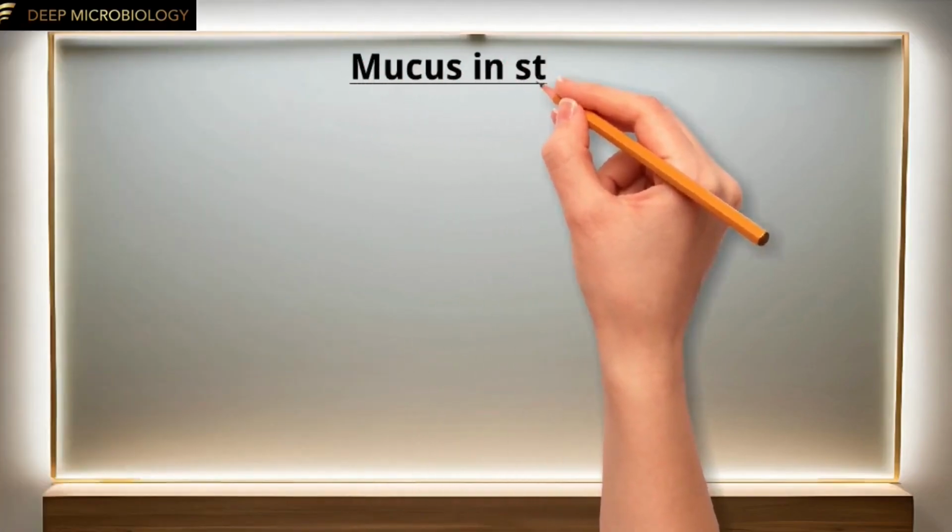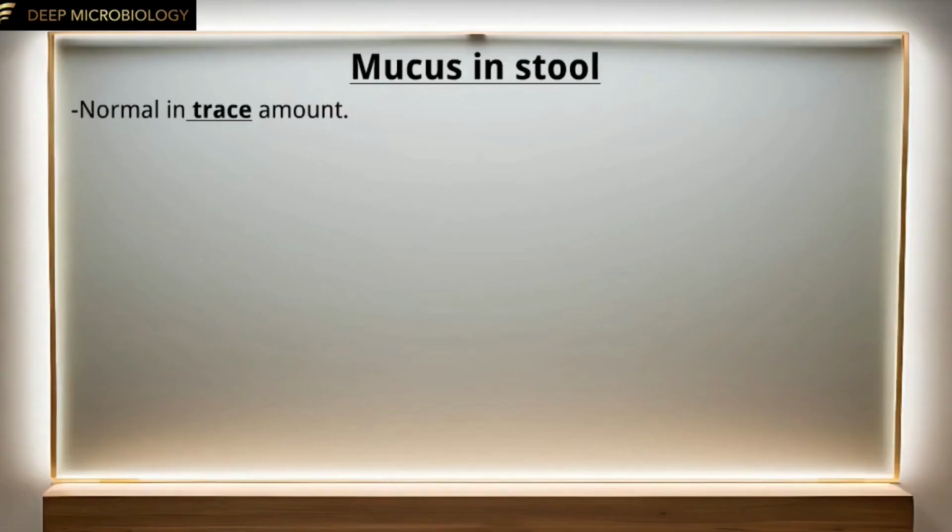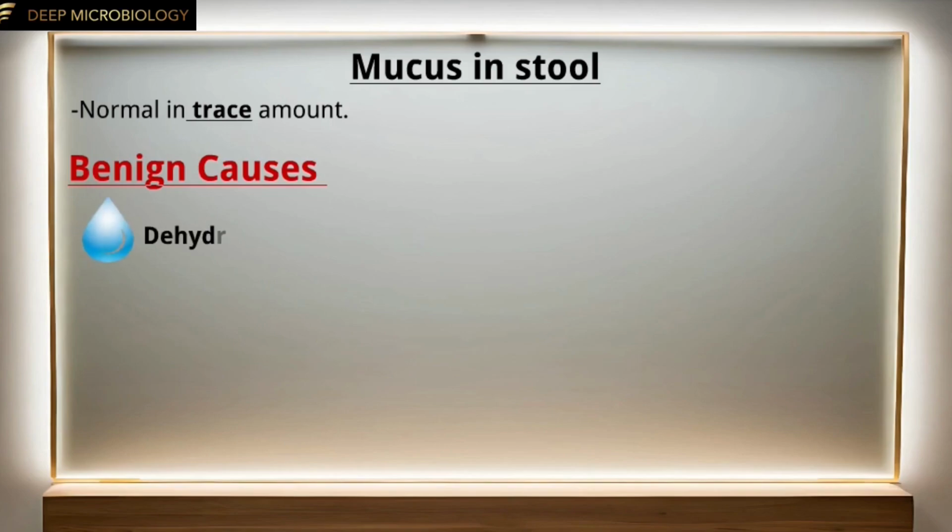Mucus and stool. It's normal to see some clear mucus in stool, but in trace amounts. In general, mucus in your stool happens when something affects the mucosa in your intestines, which are part of your gastrointestinal (GI) tract. There are some common, harmless reasons you might see mucus in your stool, such as 1. Dehydration. If you're not drinking enough water, your body pulls more fluid from your colon, making your poop hard and dry. To help move it along, your gut produces more mucus to lubricate the passage.